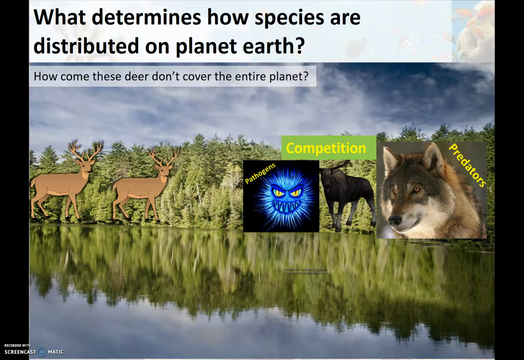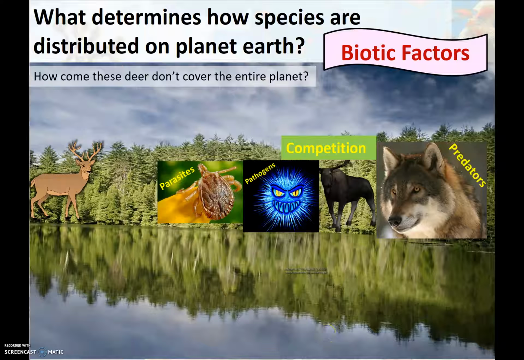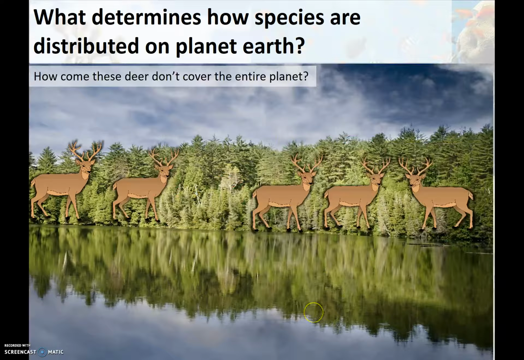There also is going to be pathogens. Pathogens will limit how large a population can grow. And then parasites and disease can also limit the size of a population. For deer, there's a disease called Lyme disease that causes them to be sick. And so these things that are going to limit this population are called biotic factors. Biotic factors are the interaction between living things.